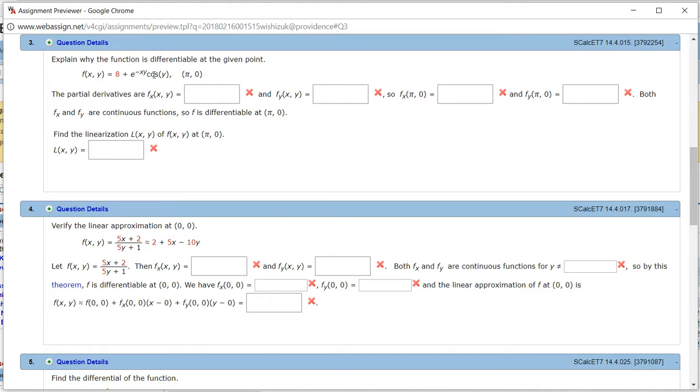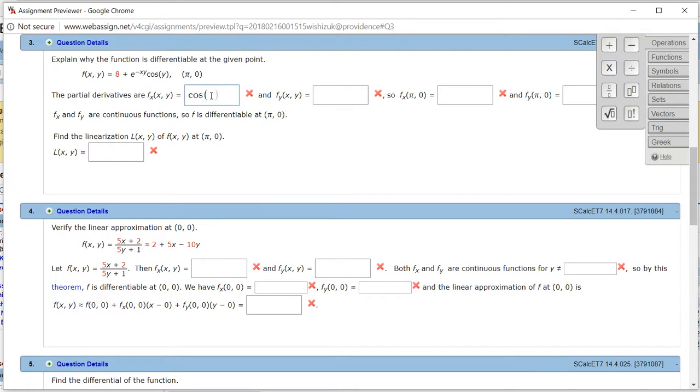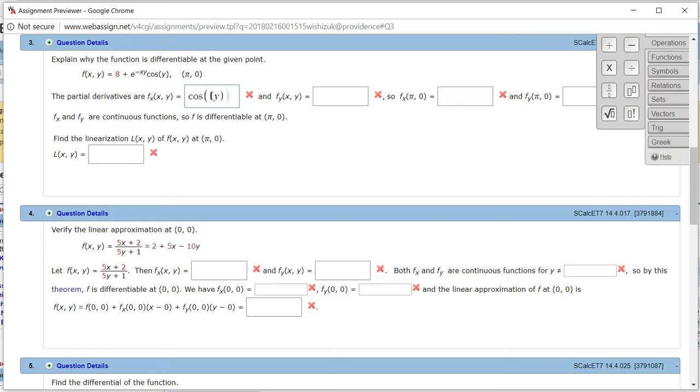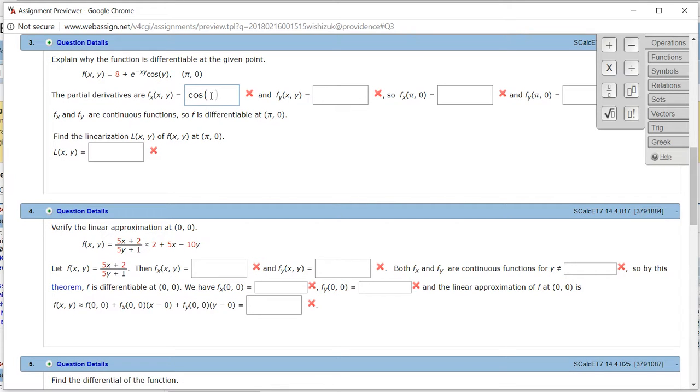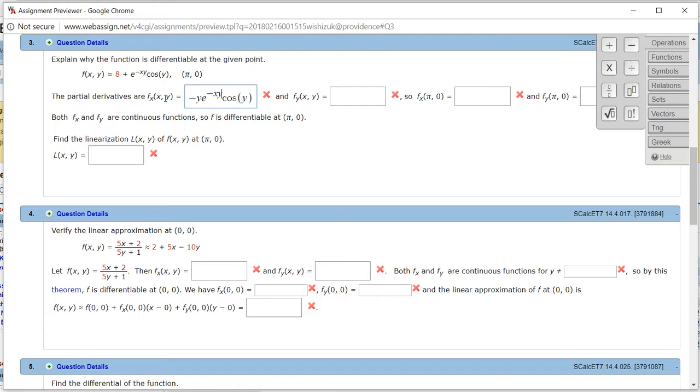The cosine of y is going to be just a number, so it's already there. All right, so we got that. And then you just have to take the derivative with respect to x. So it's going to be negative y e to the negative xy.